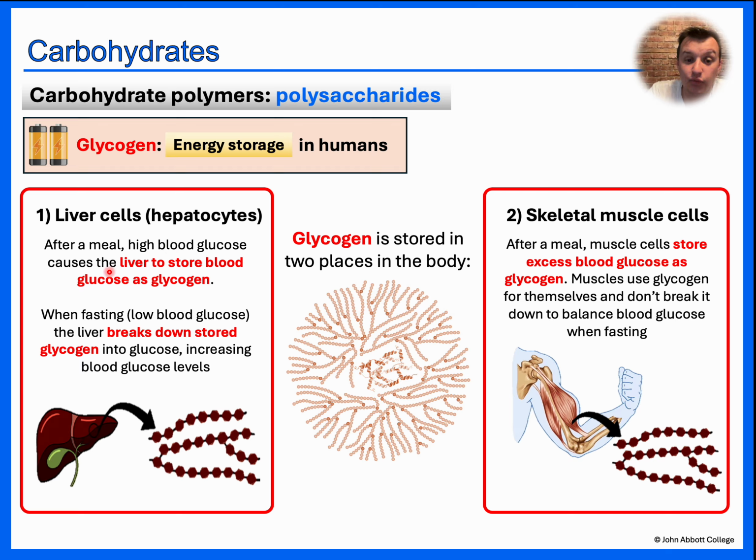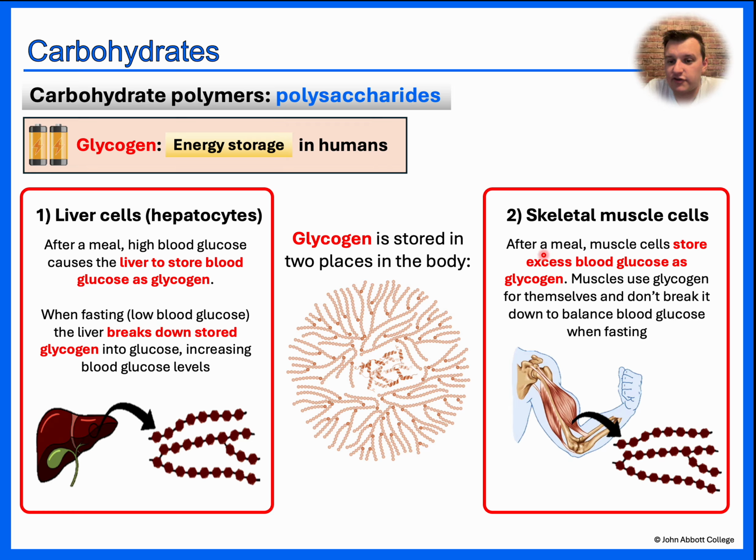So after a meal, we store blood glucose as glycogen. We convert it into this in the liver. And when we're fasting, 2 hours later, when we're not eating and our blood glucose levels start dipping down, the liver will take its storage of glycogen and break it apart. It'll break apart these hexagons into little pieces, so that they can increase the blood glucose back to normal. So the liver is very good at balancing out the amount of blood sugar, okay?